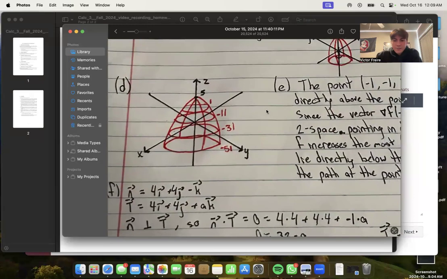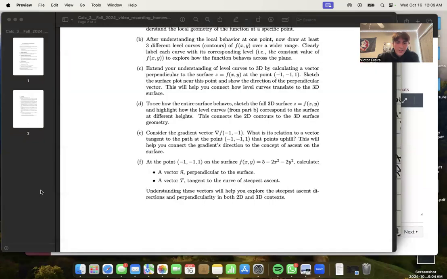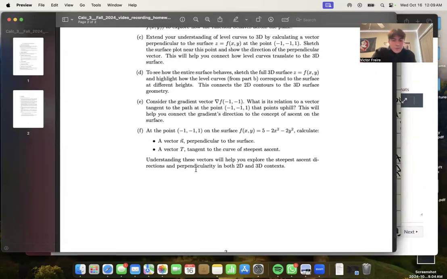Okay, so now let's go to part E. Part E says: consider the gradient vector of f at -1, -1. What is its relation to a vector tangent to the path at the point -1, -1, 1 that points uphill? This will help you connect the gradient's direction to the concept of ascent on the surface.